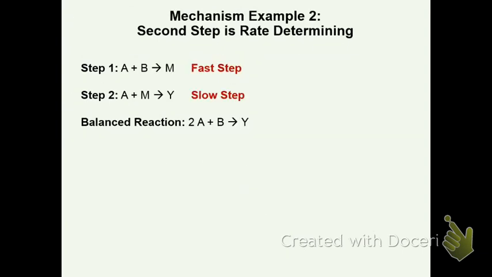So we've now looked at a few different examples where the first step of the mechanism is the rate determining step, but this won't always be the case. We looked at that first because it's the simplest case. So an alternative mechanism is that we have A and B reacting to form intermediate M, and that's the fast step. And then that's followed by a slow step, which involves reaction of A with M.